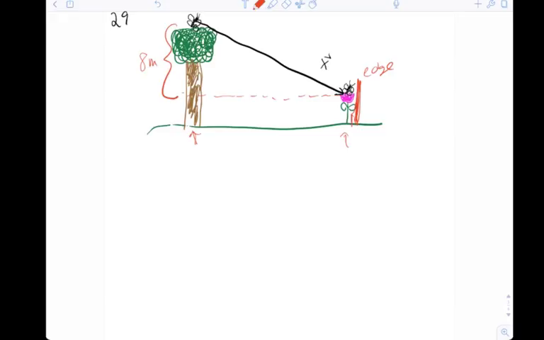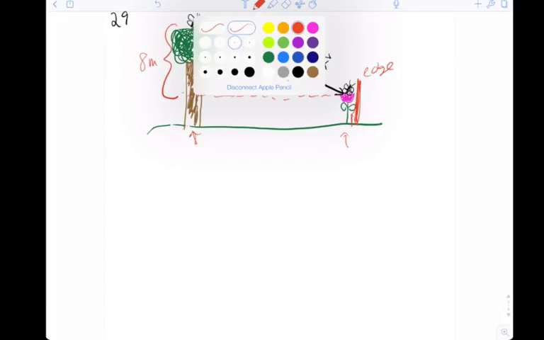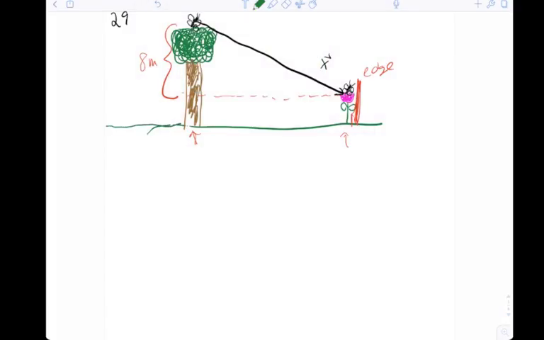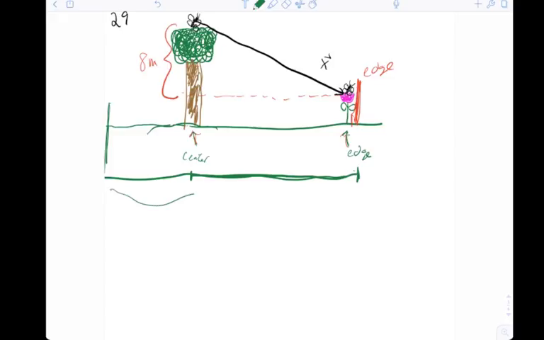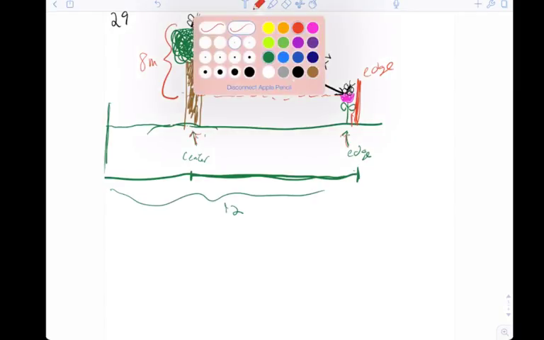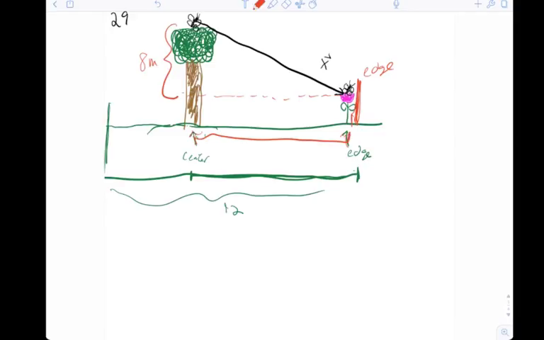Okay, so here's the thing. Let's read this question really carefully. It says that the tree is 8 meters tall and the garden is 12 meters wide. And it says that the tree is in the center of the garden and that the flower is at the edge. But the width of the garden isn't the distance from here to the tree. The width of the garden is from here to the tree to the other fence. It's over here. Okay. So it tells me that this whole region here is 12 meters wide, and that means that this interval from this point to this point is 6 meters.